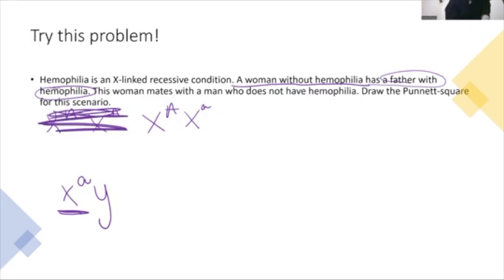So that's our woman, and she mates with a man who does not have hemophilia. This is a man, so he is XY. If he doesn't have hemophilia, that means he would have the dominant A. So that's our cross. We're going to go ahead and draw a Punnett square.